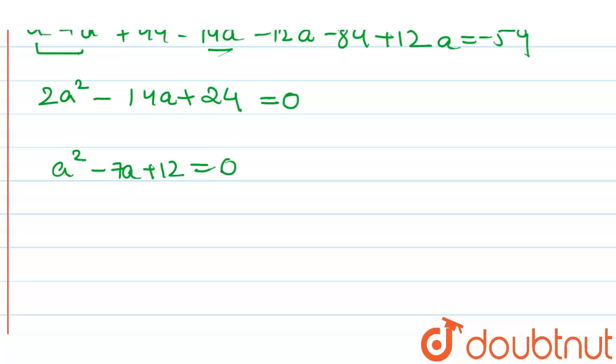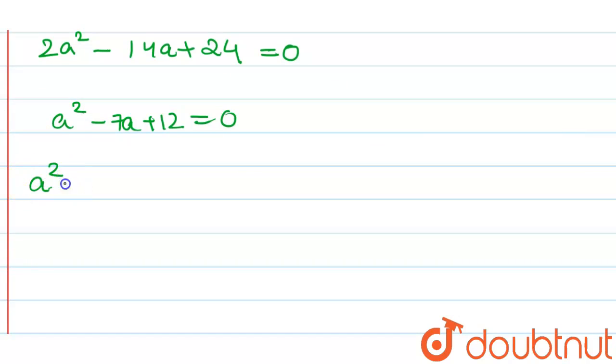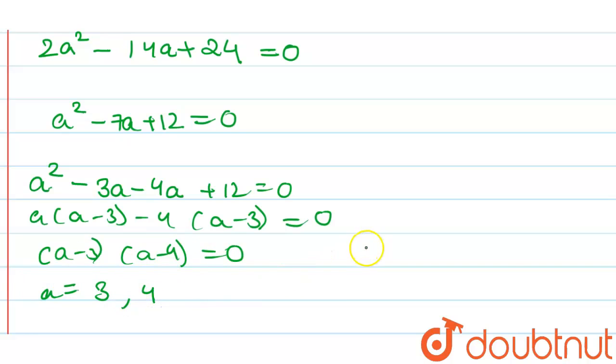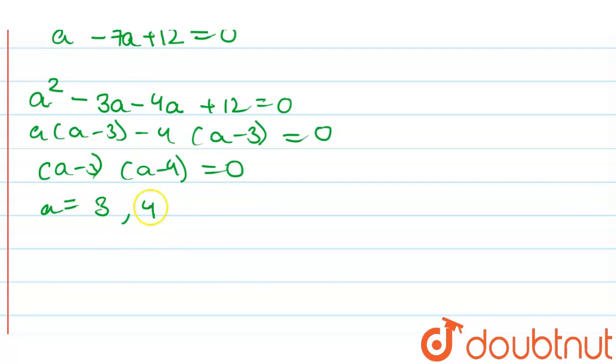Right, now let us make the factors for it. So using middle term splitting, A square minus 3A minus 4A plus 12 here being equal to 0. So A into A minus 3 minus 4 into A minus 3 is equal to 0. So A minus 3 and A minus 4 here is equal to 0. So the value of A here is 3 or 4 here. Okay. So now the value of A cannot be equal to 4. So the value of A here will be equal to 3.